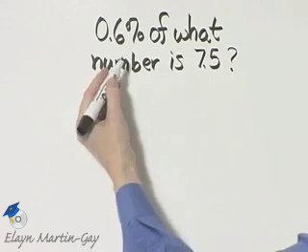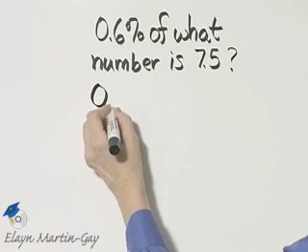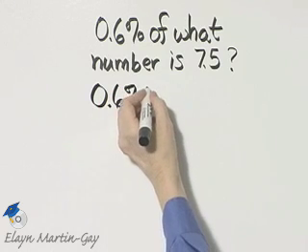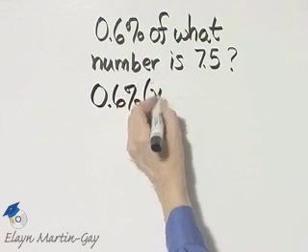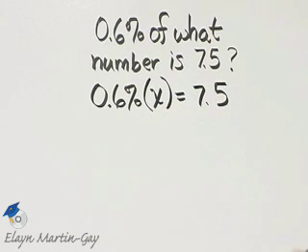Let's do a direct translation here. 6/10%, so that is 6/10% of what number, that would be times x, means equals 7 5/10, and there is my equation.